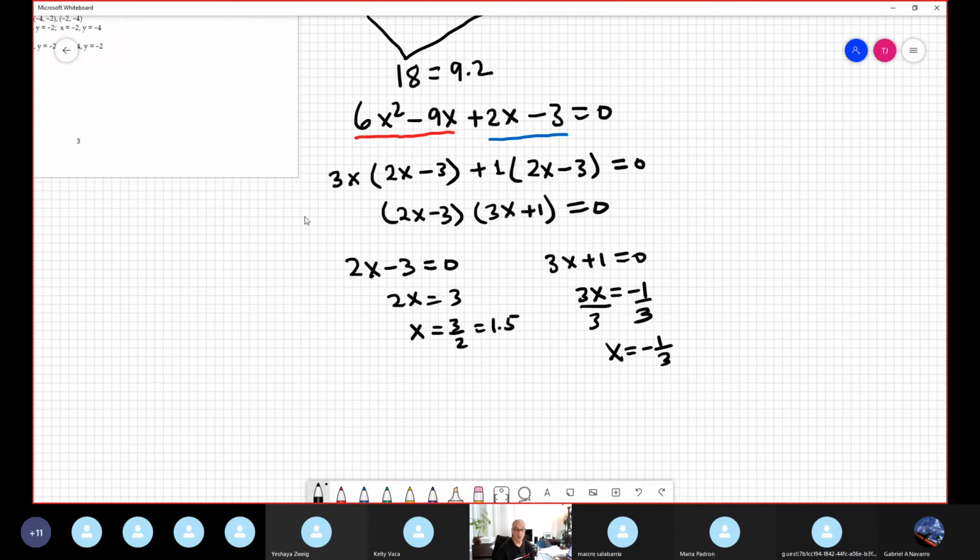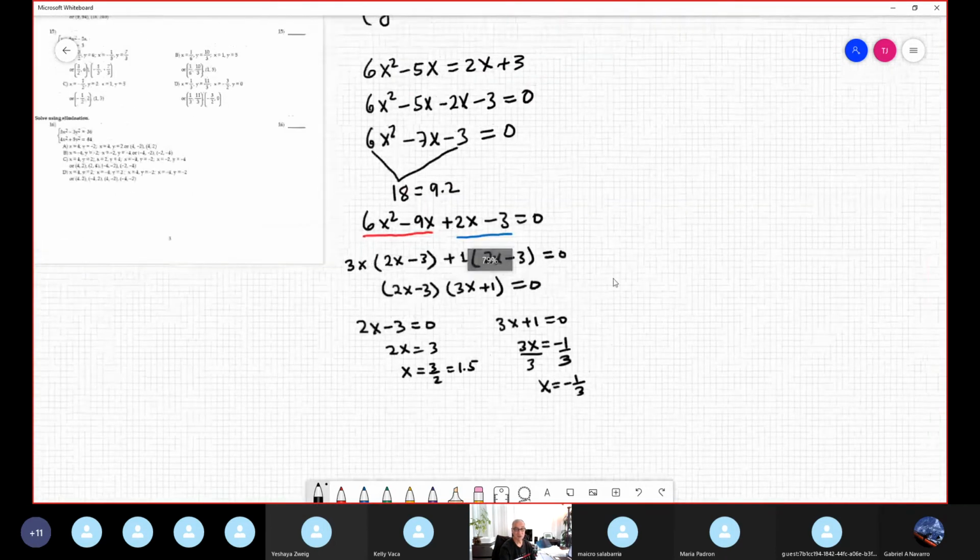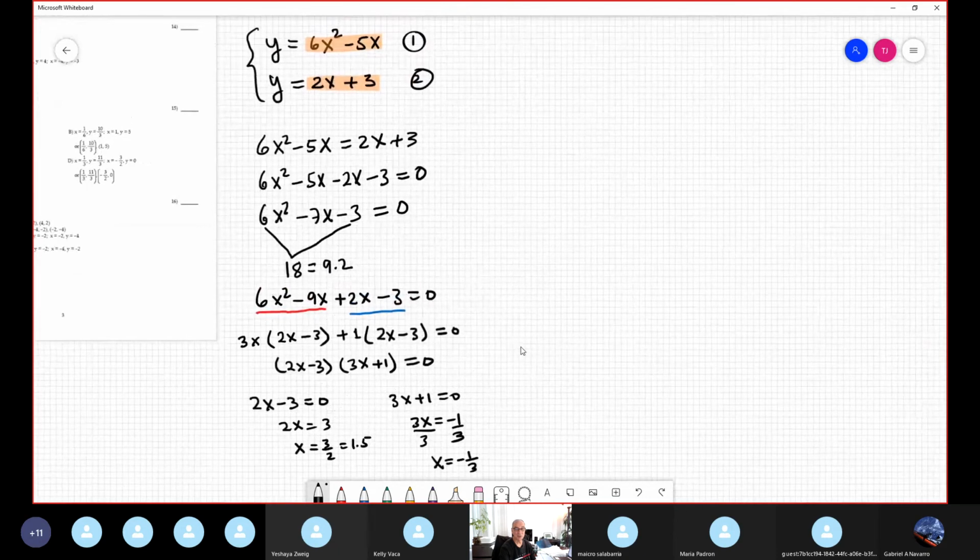And remember, that means that we have two point solutions, and this is the x value of this point. I need to find the y value associated with this point. To find the y value, you can use equation 1 or equation 2. But I am smart. I never use equation 1. I use equation 2 because it's easier. So, y, for x equal 3/2.